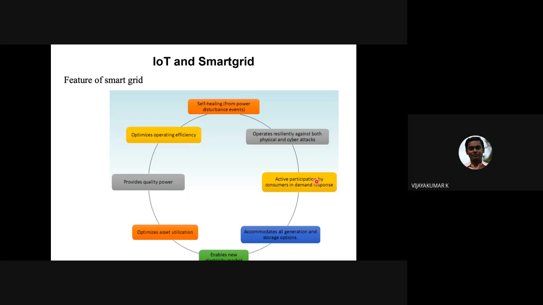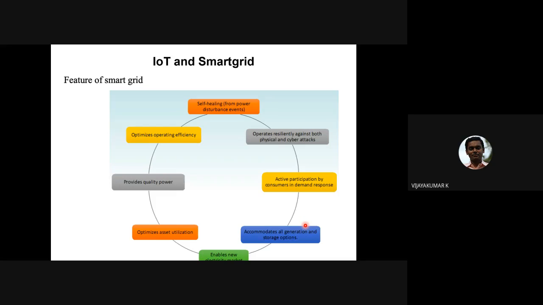Here, active participation by the consumers. Yes, as a consumer, I'm also participating in the energy conservation measures, right? So we can say we have active participation in the network. And here we are able to accommodate all the PV generation, that means renewable power generation and storage options. Even in the first slides I discussed that by aggregating EVs, you can reduce the energy storage in your network, right? So that option also we can explore by having the smart grid system.